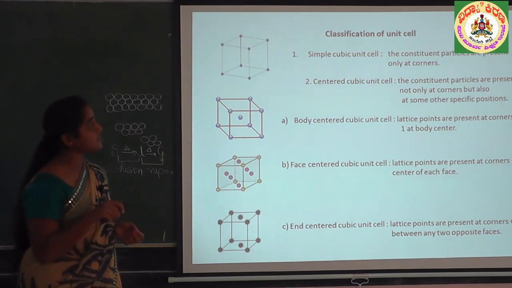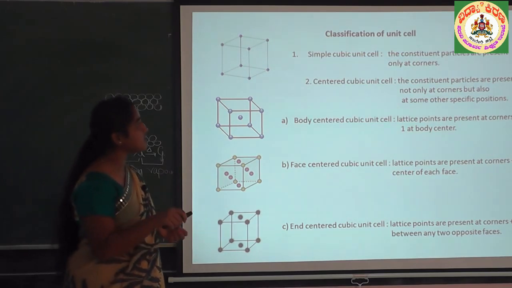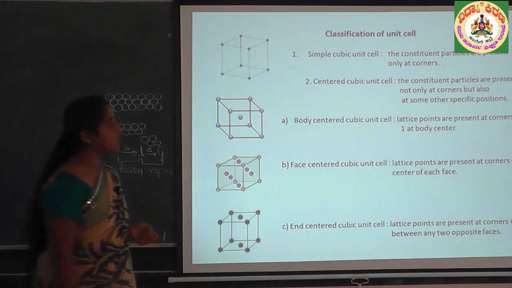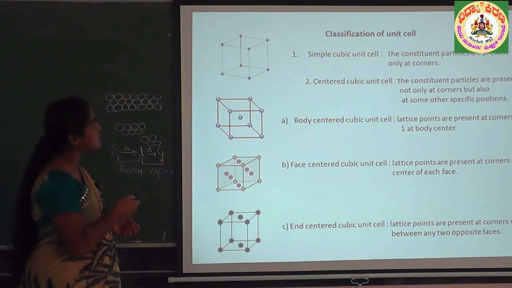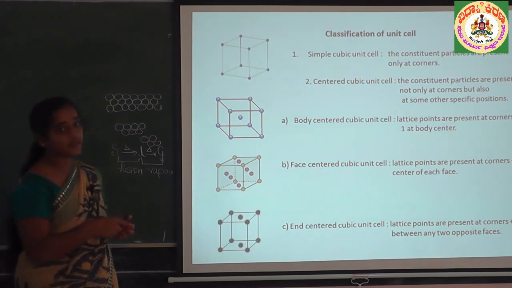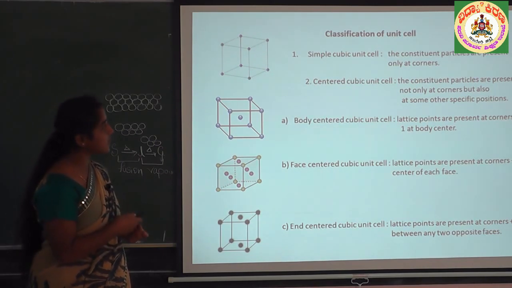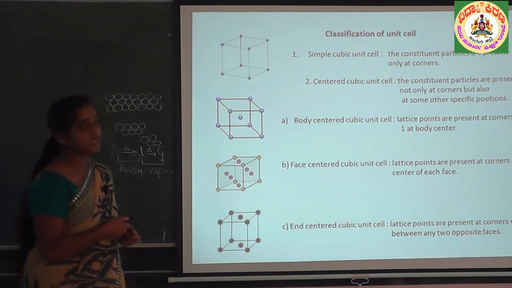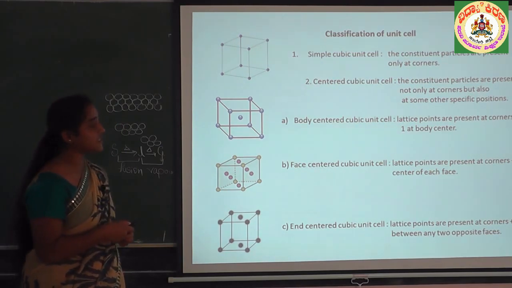So what do you mean by simple cubic unit cell? This is an example of a simple cubic unit cell. Okay, the constituent particles are present only at the corners. See here, the purple color balls are the constituent particles. They are present only at the corners. If they are present only at the corners, we call it a simple cubic unit cell. Then the second one is centered cubic unit cell.